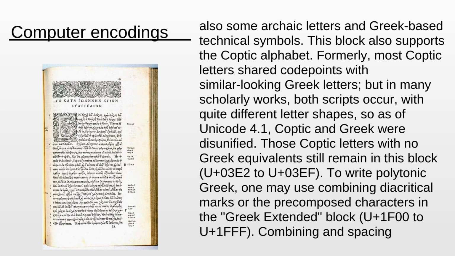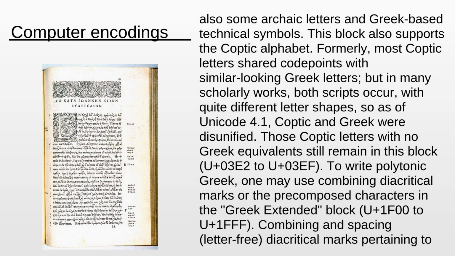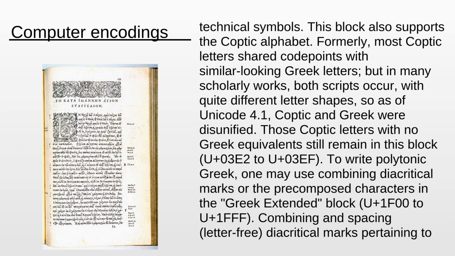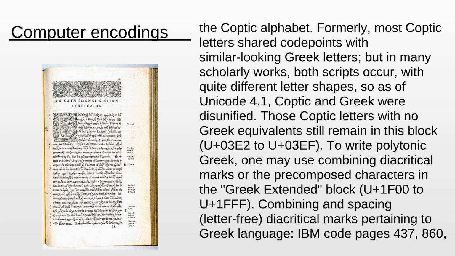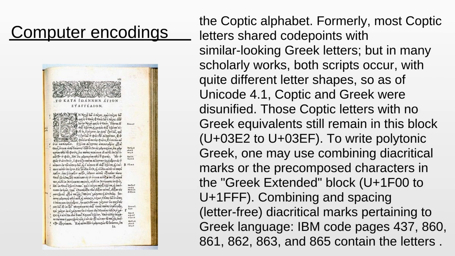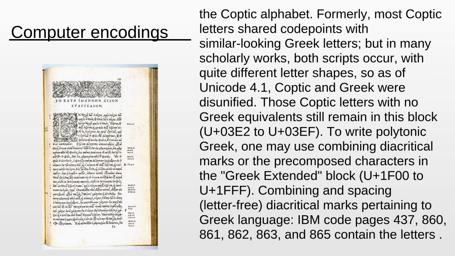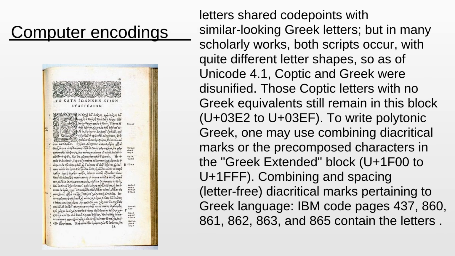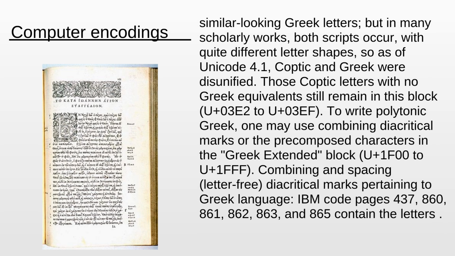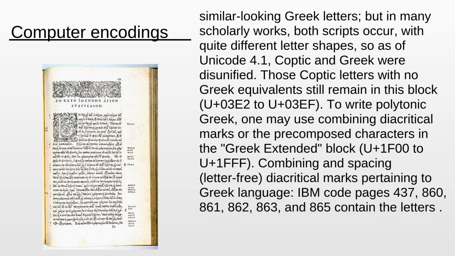The first is Greek and Coptic, U+0370 to U+03FF. This block is based on ISO 8859-7 and is sufficient to write modern Greek. There are also some archaic letters and Greek-based technical symbols. This block also supports the Coptic alphabet.